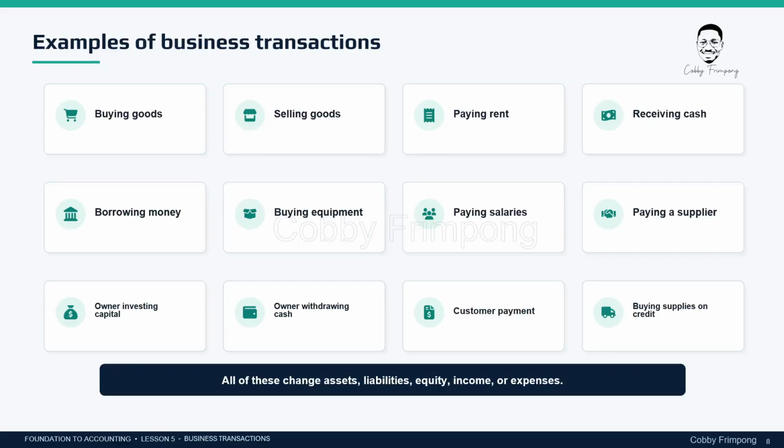Examples of transactions include buying goods, selling goods, paying rent, receiving cash, borrowing money, buying equipment, paying salaries, receiving a customer payment, buying supplies on credit, paying a supplier, owner investing capital, and owner withdrawing cash. All these affect the financial records of the business.